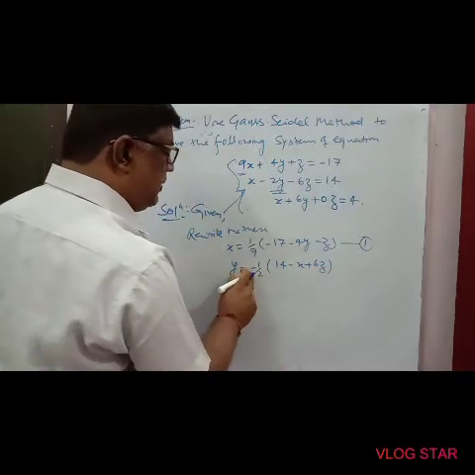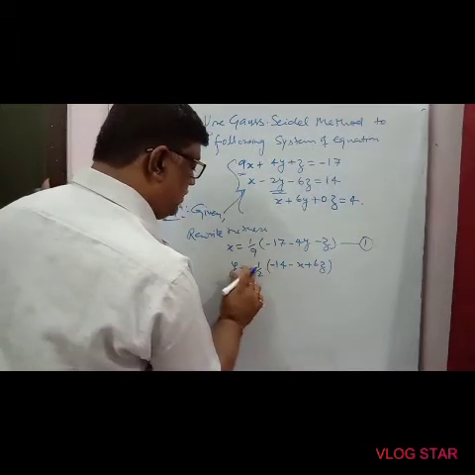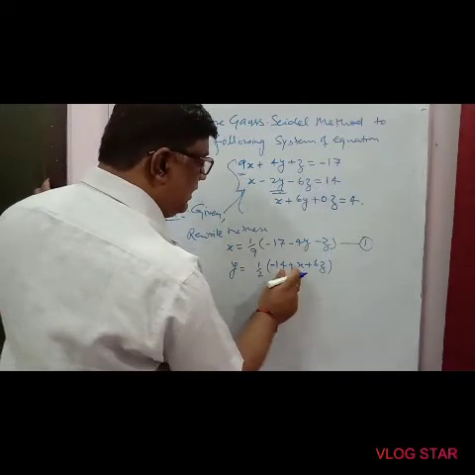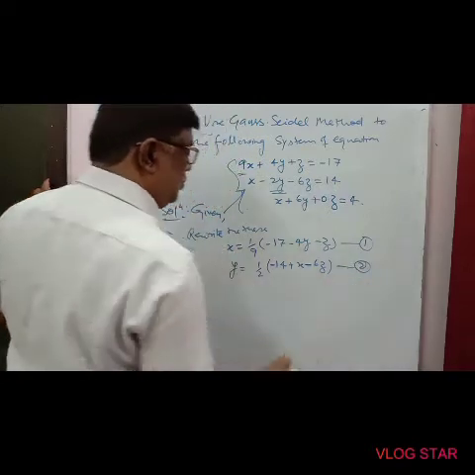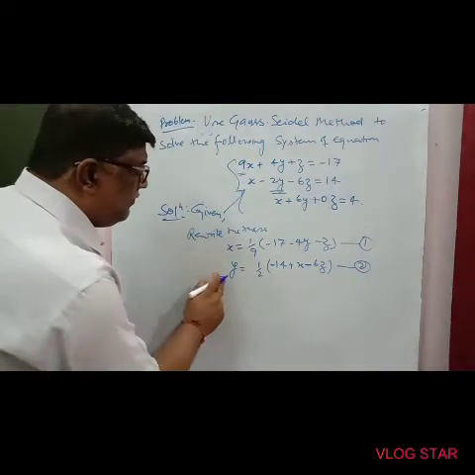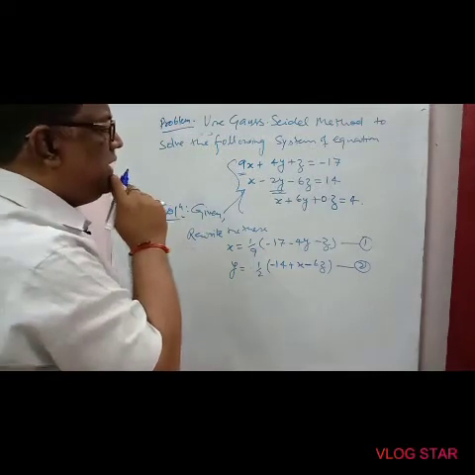Now multiply by minus in this regard. This gives minus 14 plus x minus 6z. This is equation number 2. Now find out the z from this equation.